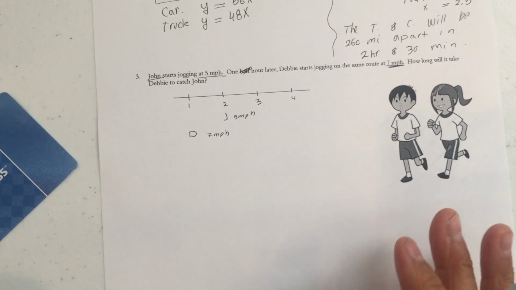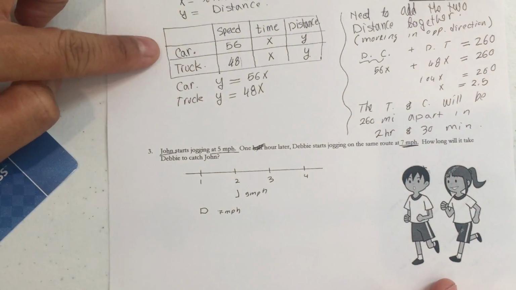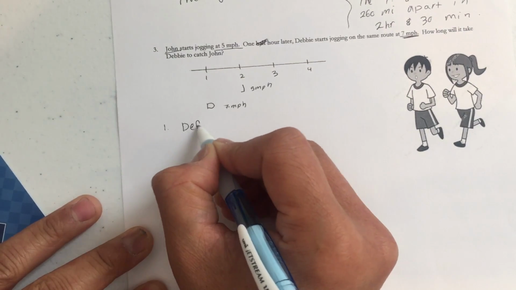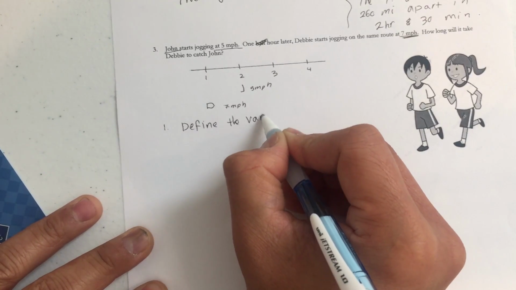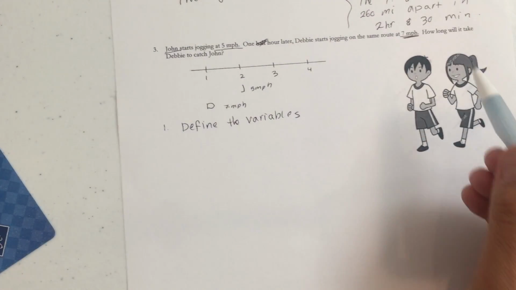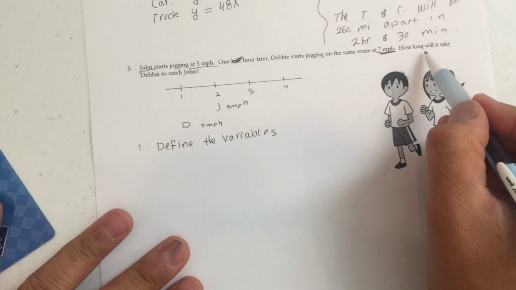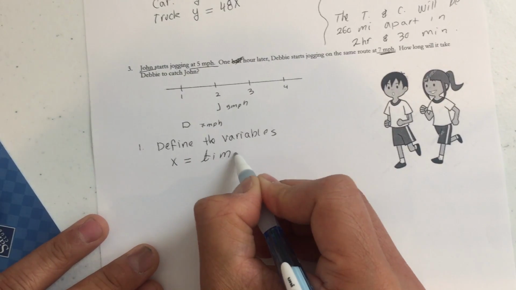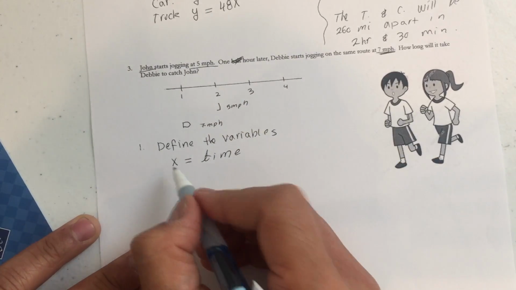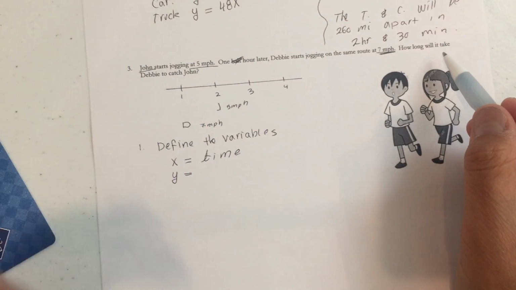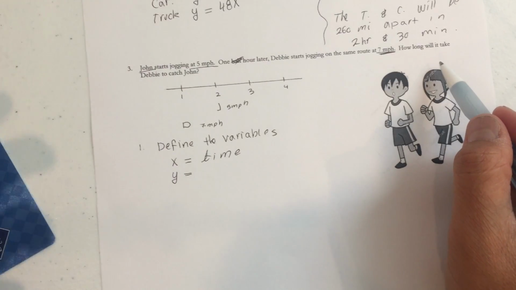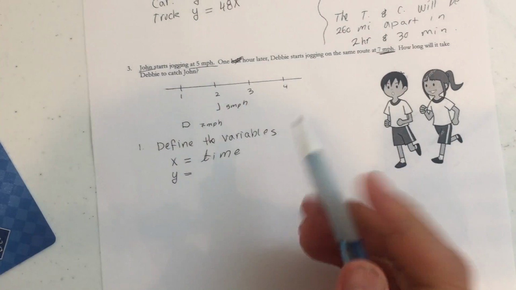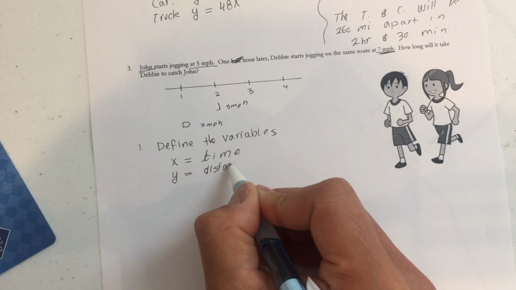We define our variables, and then we construct a table to help us organize our information. To define the variables, we look at what's in question. Here, how long will it take for Debbie to catch up to John? Long refers to time, so let x equal time. Because in a motion problem distance is important, although distance is not specific in this problem, it's another thing that we don't know, but it's part of this problem to answer the question of time. So let y equal the distance as time passes.